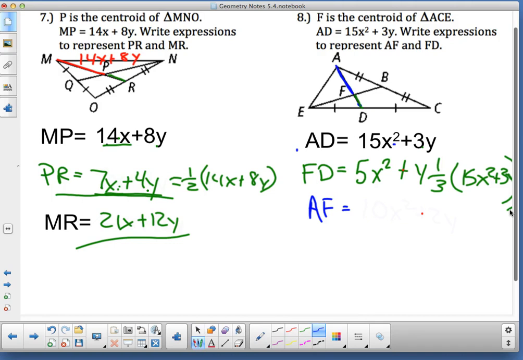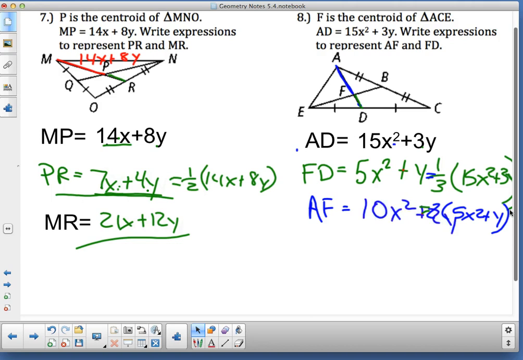Now, AF is 2 shares of the green. 2 times 5x squared plus y, should have said an equal in there, is 10x squared plus 2y. Are you okay with what I'm doing? I don't want it to be magic. I don't want it to be hocus pocus at all.